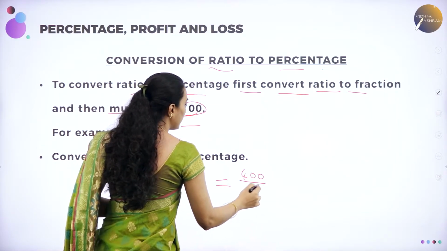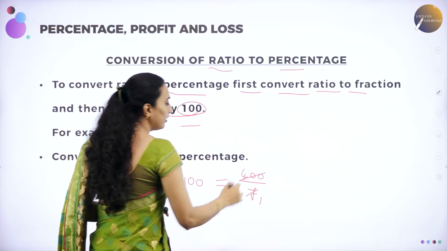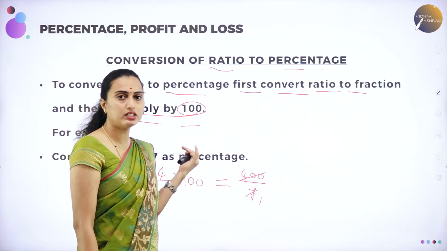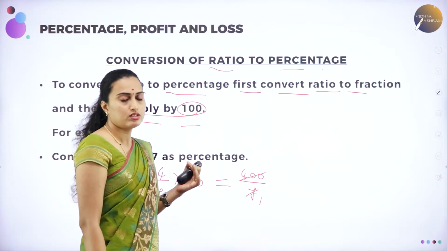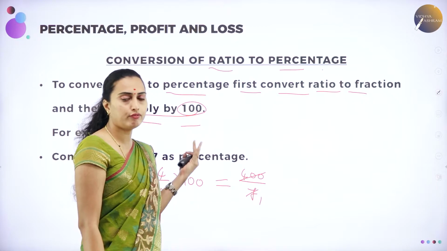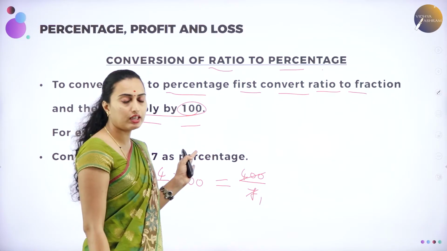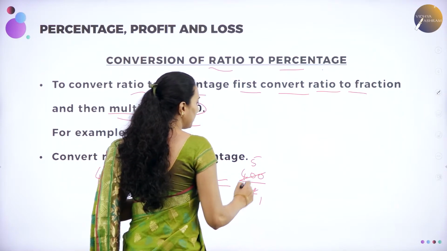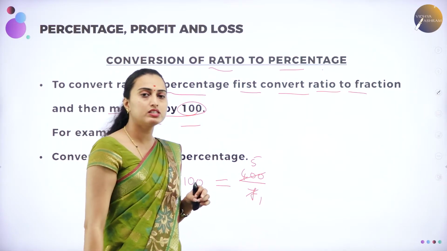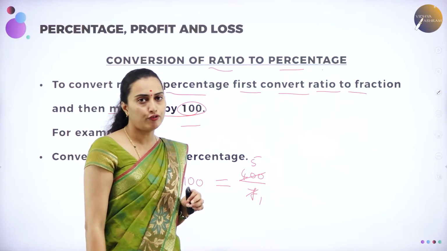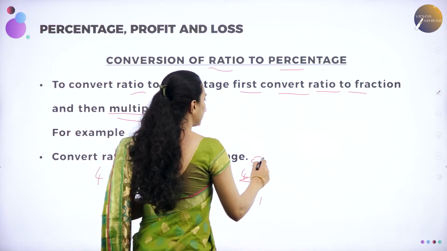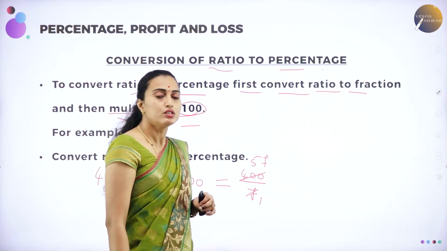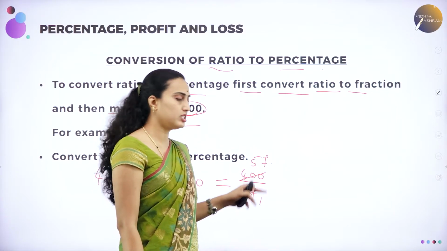Now 7 1s are 7, 7 4s are 28, 7 5s are 35, isn't it? 7 6s are 42, which is beyond 40. So 7 5s are 35, 5 is remaining, which is 50. 7 6s are 42, 7 7s are 49. So 7 7s are 49, and because 1 is remaining, 10, so I have taken a decimal point.